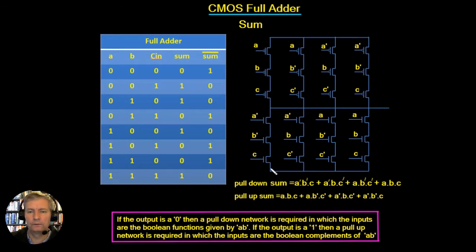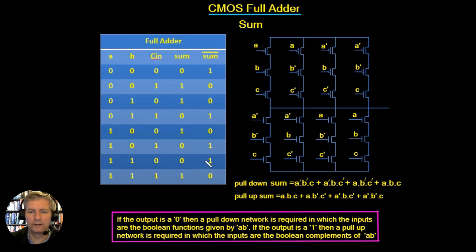Now let's go ahead and look at the pull up networks, and from the description down here it says if the output is a 1, then we have a pull up network in which the inputs are the Boolean complements of the values A, B, and in this case A, B and C. So let's go ahead and generate those just now.